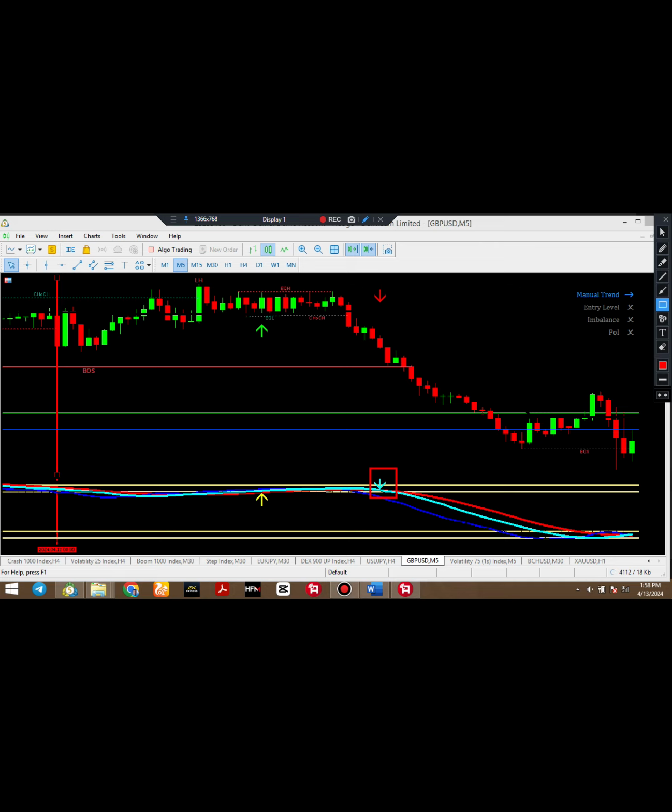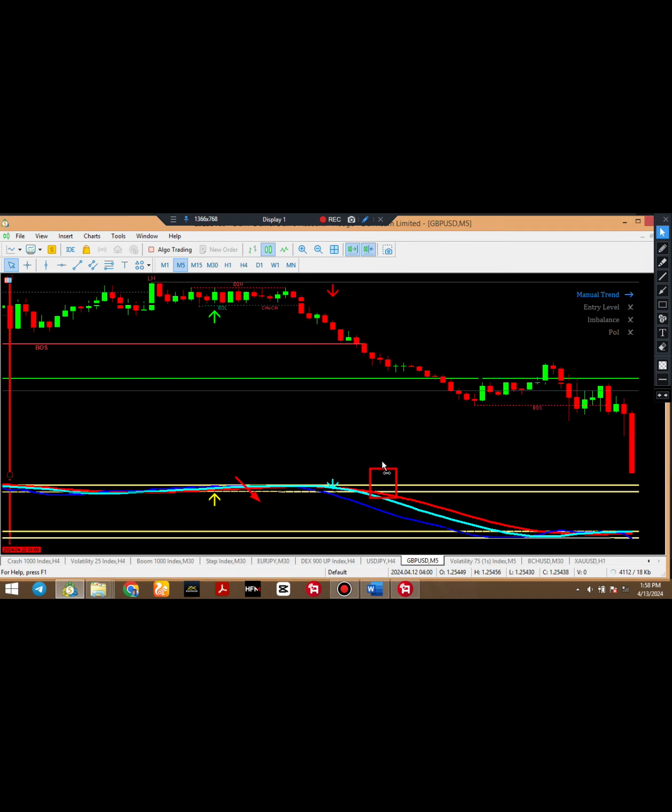So as it is now, we got a counter signal at first, which is this point. Immediately after the counter signal, we got a signal in our direction, and the signal in our direction is here. So this was the point where we would have taken the sell. Immediately we take the sell, we hold the trade.